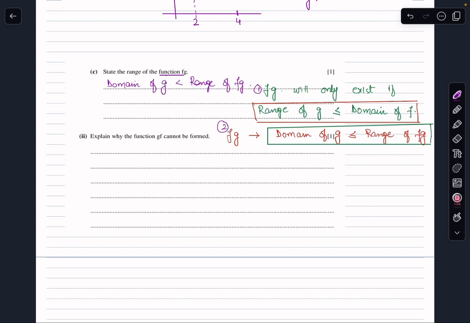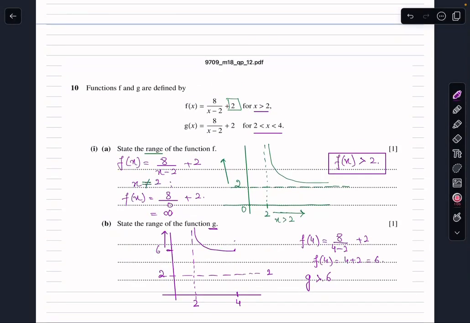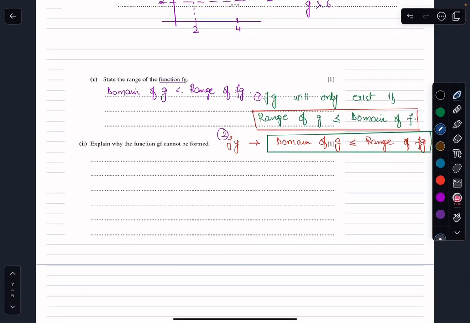That means for the composite function to exist, the domain of g that we had was 2 less than x less than 4. This was the domain condition that we had. Following the second condition for the composite function to be valid, the domain of g is 2 less than x less than 4, and this is going to be the range of fg that has to be there so that the composite function can be formed. So this is going to be my answer here.